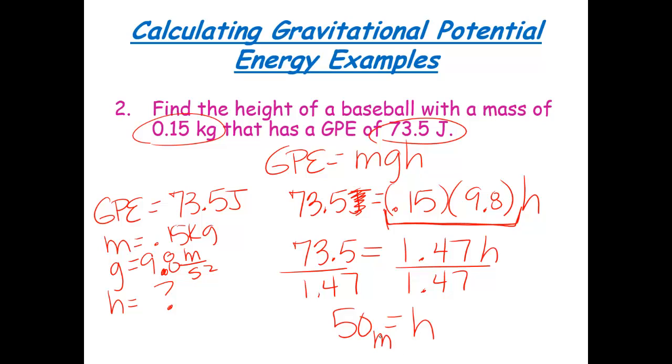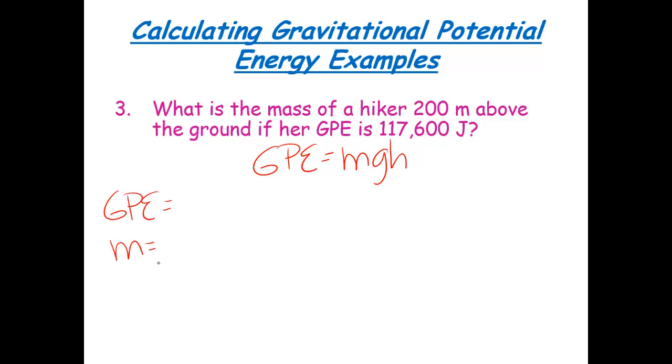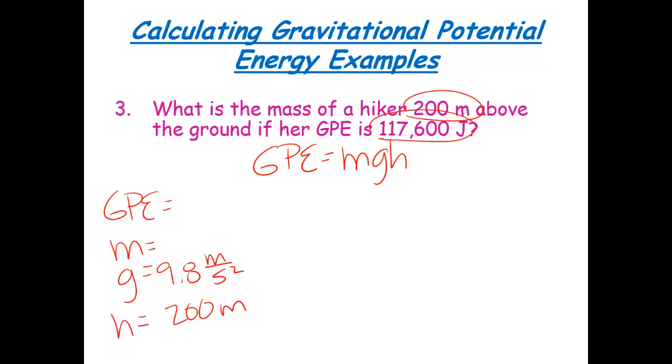Alright, let's see. Probably one more here. Alright, so GPE equals mgh. 9.8 meters per second squared. Alright, what is the mass of a hiker 200 meters above the ground if her GPE is 117,600 joules? Alright, so they gave us the height, 200 meters. They gave us the GPE to be 117,600 joules. So we're going to solve for the mass.